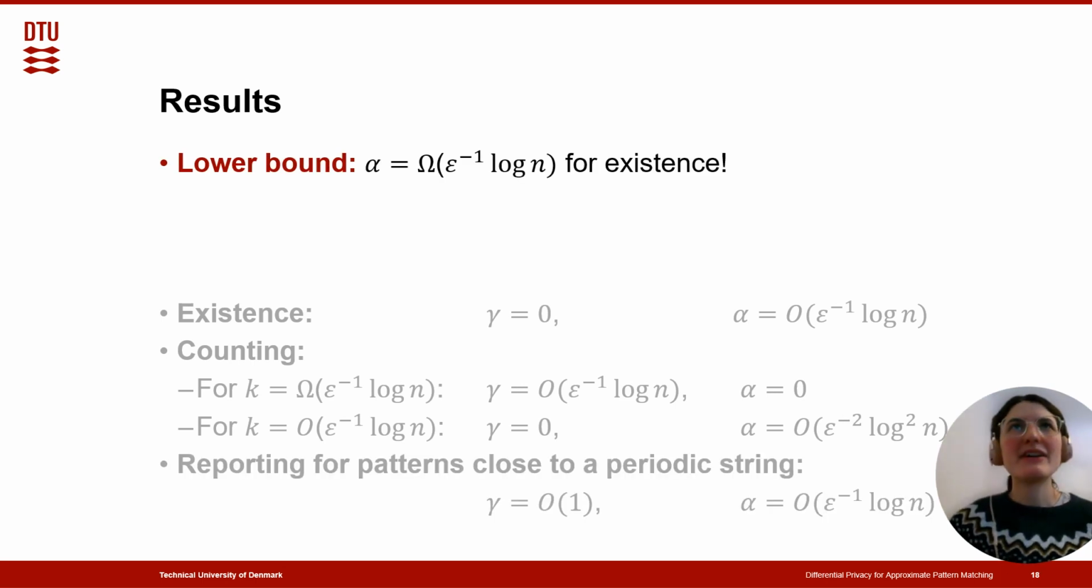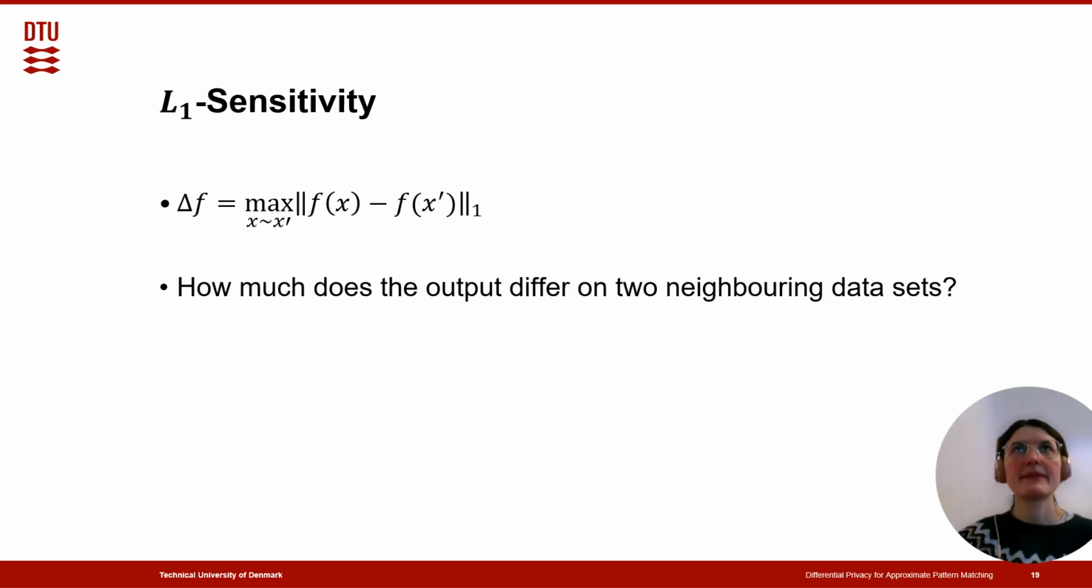Now it might seem that log n is already very large as an additive error, because n was the length of the long string S. However, we also show a lower bound saying that an additive error of at least log n is necessary, even for the existence version. So it also holds for other versions of the problem, and this lower bound holds for all patterns. Now for the rest of this video, I will give an overview of the main ideas behind our upper bounds.